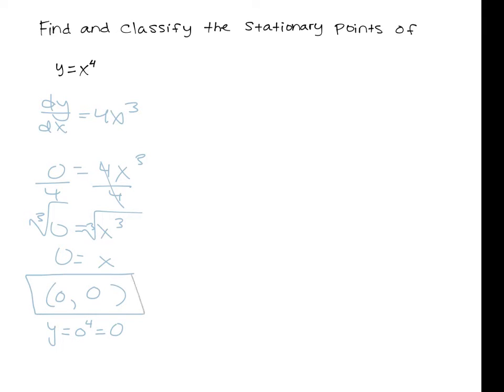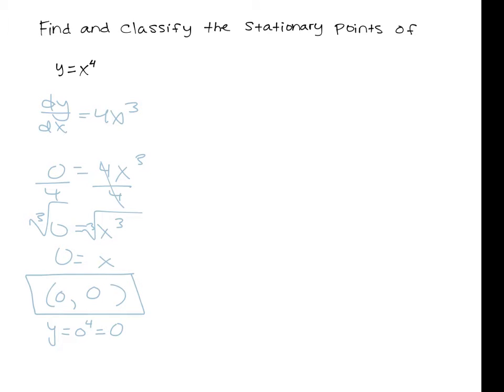That process is always the same for finding stationary points. We're going to find our first derivative, and we are going to set it equal to 0. We're going to solve for x, and then whatever x values we get, we're going to plug into our original function to find the rest of our coordinate pairs.